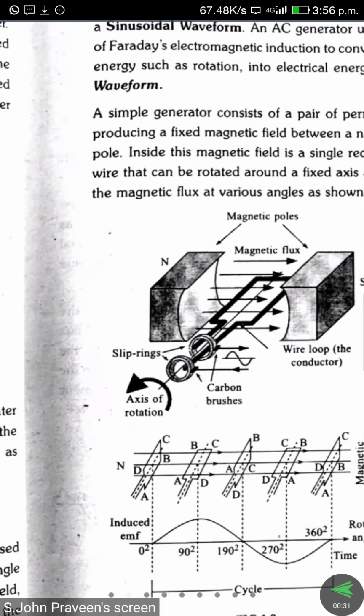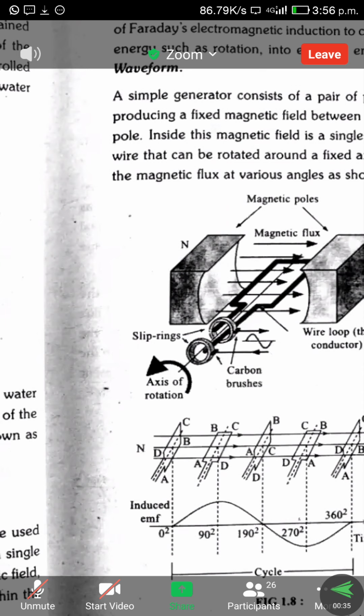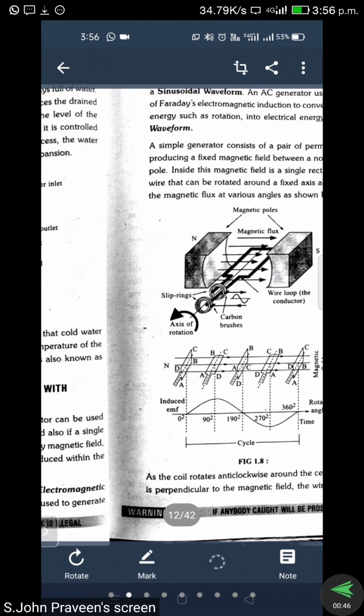So if you are keeping the coil in between the north and south pole, there is no EMF produced because there is no rotation. So there is no rotation of the coil. So if it is stationary, there is no EMF or no current produced.